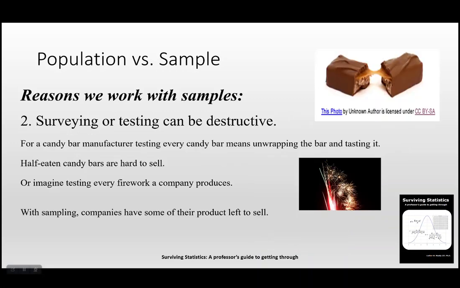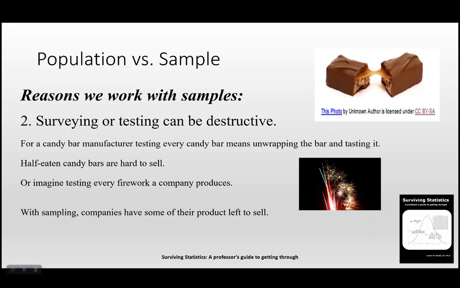Number 2 reason why we work with samples is that surveying or testing can be destructive. For example, what if you're concerned about quality in a candy bar factory? Well, one thing that you could do is unwrap every candy bar and taste it and see if it was okay. But you know, half-eaten candy bars are really hard to sell. Nobody wants one with teeth marks in it.